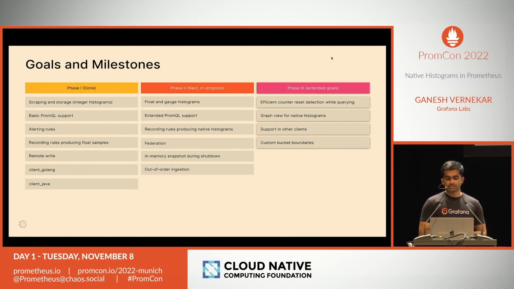Like, it is possible we can do efficient counter detection because we gave space to save some metadata with native histograms where you can jump a lot of samples and make queries efficient by not checking every sample for counter reset detection. And we will have graph view in Prometheus UI, which is mostly going to be heat maps and some other things, and support in lots of other clients. And we hope to add custom bucket boundaries in these native histograms.